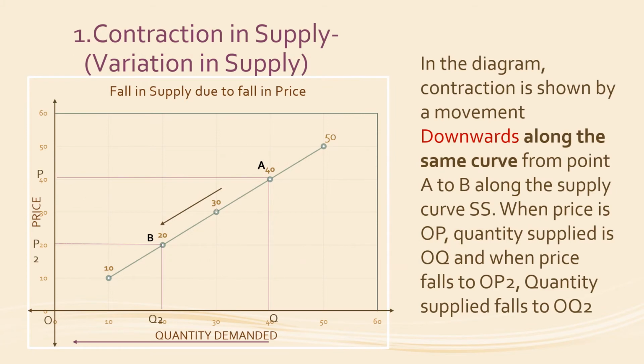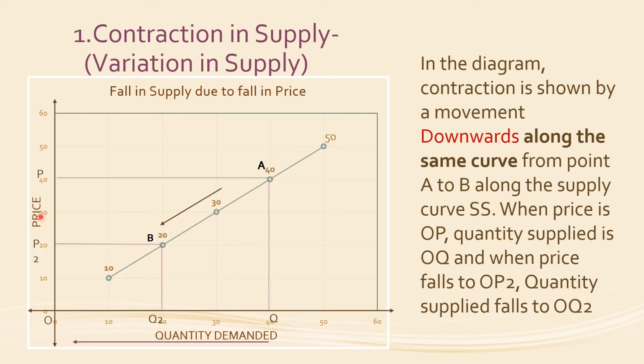The second case of variation in supply is contraction in supply. In the diagram, contraction is shown by a movement downwards along the same supply curve from point A to B along the supply curve SS. When price is OP, quantity supplied is OQ, and when price falls to OP2, quantity supplied falls to OQ2.